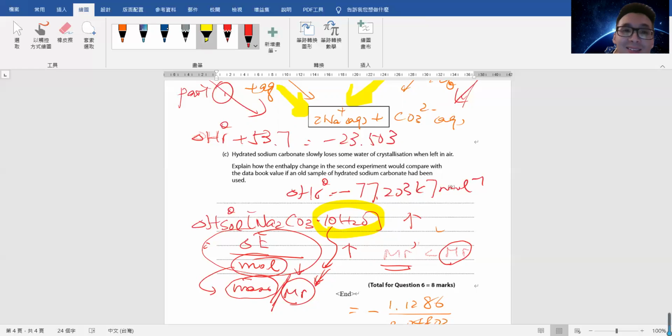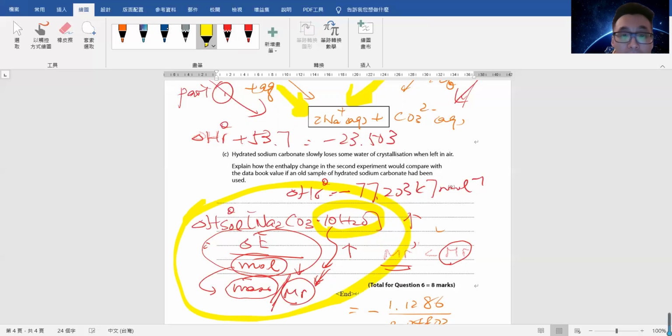I repeat once again, it's abstract. Now, when you are doing this, the mole is from mass over molar mass. Mass is a constant because you get it from the balance, right? But the molar mass, during your calculation, you will just sum all the atoms together and you still consider there are 10 water molecules. However, as what the question is saying, it is no longer 10. It is less than 10 because some of the water of crystallization is lost. So the actual MR is actually less than the MR you use for calculation.